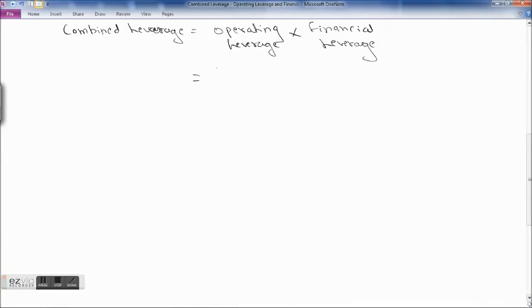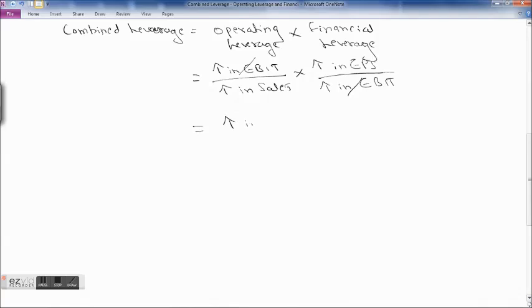Now operating leverage will be what? Your increase in EBIT upon increase in sales, into what is your financial leverage? Increase in EPS upon increase in EBIT. So if you see, the EBIT gets cancelled, so your formula for combined leverage is increase in EPS, or percentage change in EPS, upon percentage change in sales.